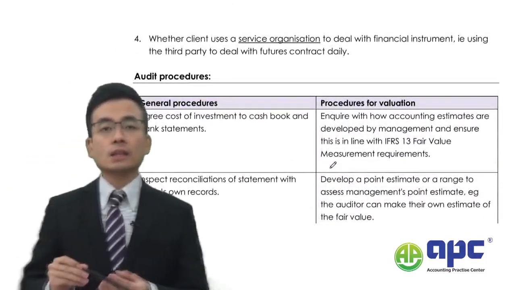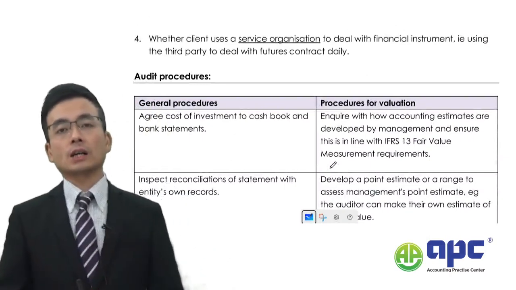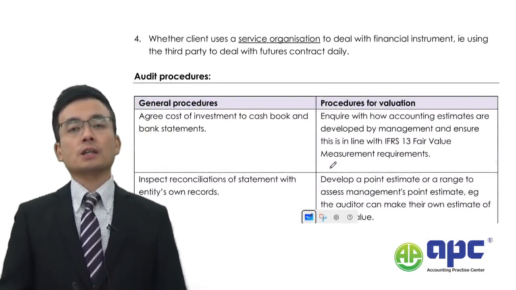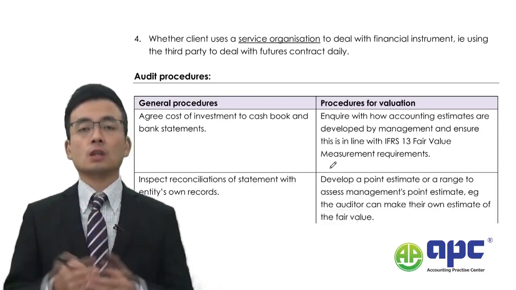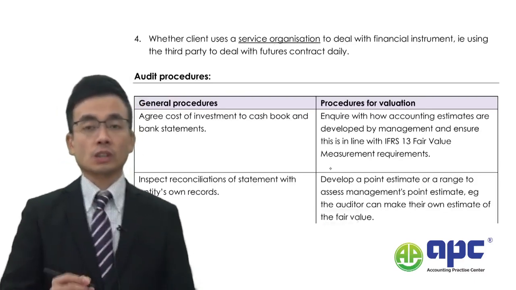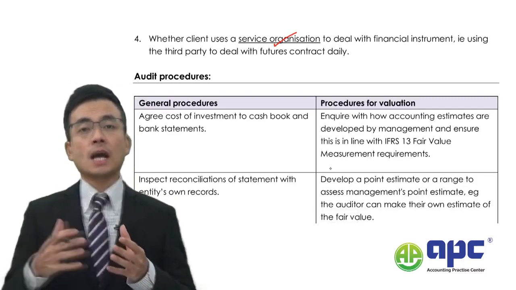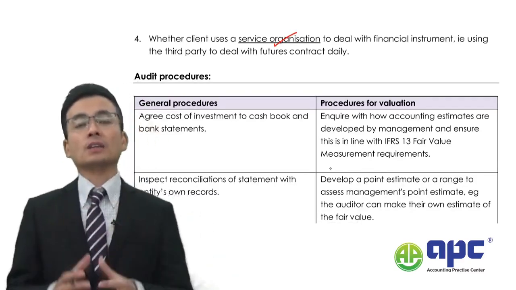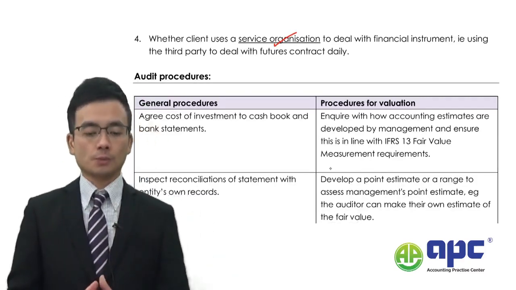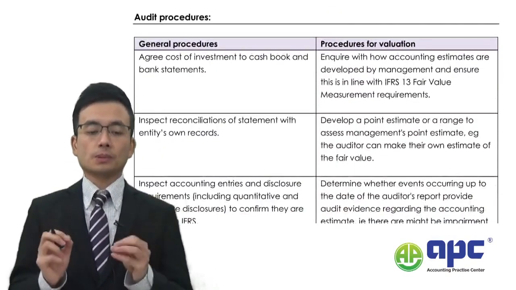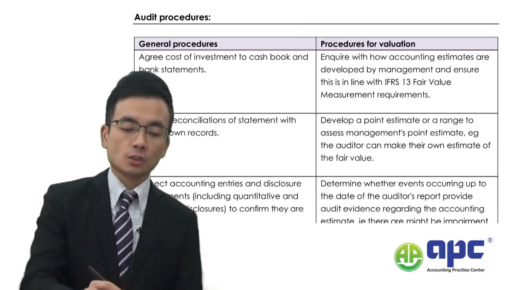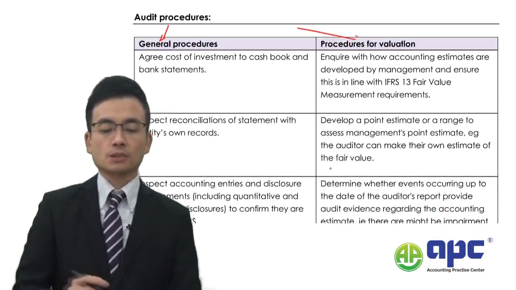And also, we need to see whether or not the client has outsourced the financial instruments management function or accounting to any service organization or any given third parties. We need to see their internal control procedure as well. How to check it? Audit procedures could be divided into general as well as the specific procedures.